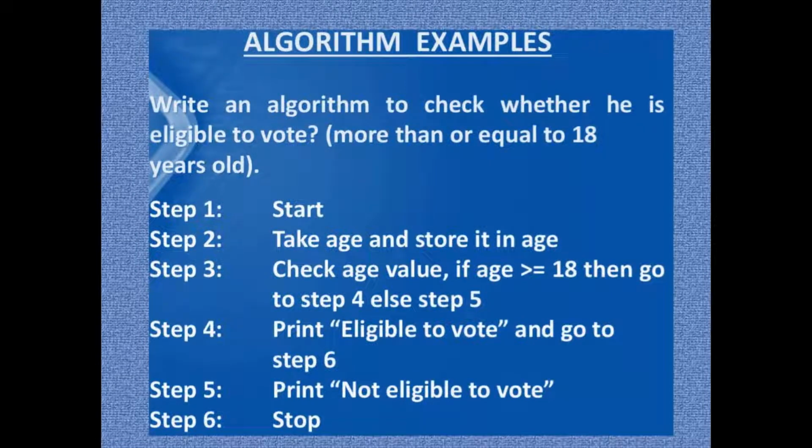To check whether a person is eligible to vote, he should be 18 or more years old. We write an algorithm for this by taking the age and storing it in age. Then we check the age value. Now, if age is greater than or equal to 18, which is mentioned right here, then we go to step 4, which is we print that the person is eligible to vote. Or we go to step 5, which is that we print that the person is not eligible to vote. Then we stop the program.